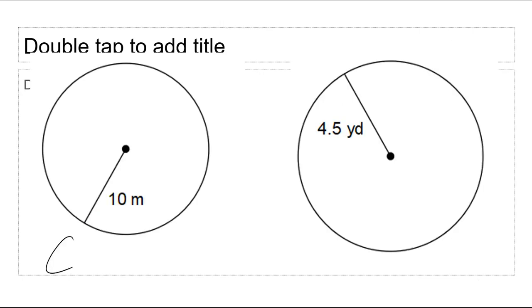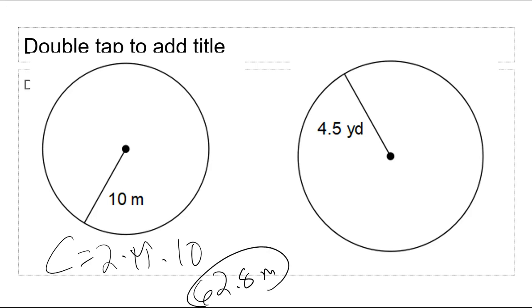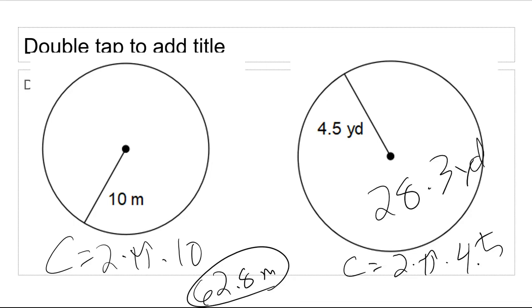Alright, so over here, circumference is 2 times pi times 10, and it comes out to be 62.8, so we'll just do 62.8 meters for this one. Over here, its circumference equals 2 times pi times 4.5. It's just going to give me 28.3 yards right there.